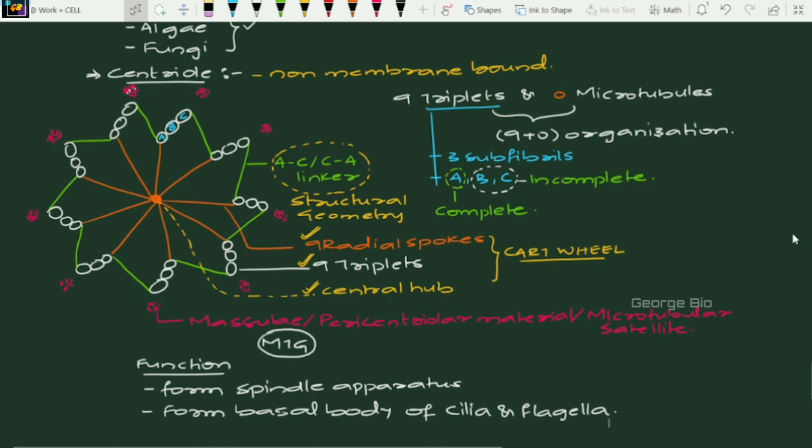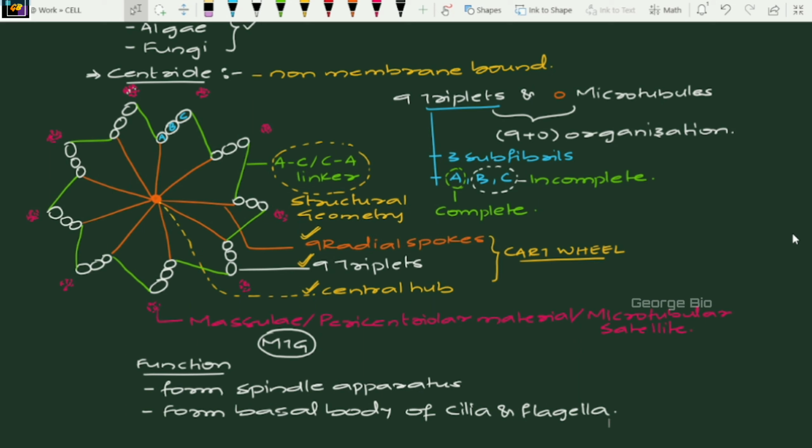So let's look at the questions. What can be asked here? The origin of cilia and flagella in eukaryotes is from? What is the answer here? That is from the centrioles, the origin that takes place. Number 2. What is the organization that you can see in the basal body of cilia and flagella? I'll give you options. 9+2 organization. Number 2, 9+0 organization. What is the answer? 9+0. Why? Because the basal body of cilia and flagella in eukaryotes is because of centrioles.